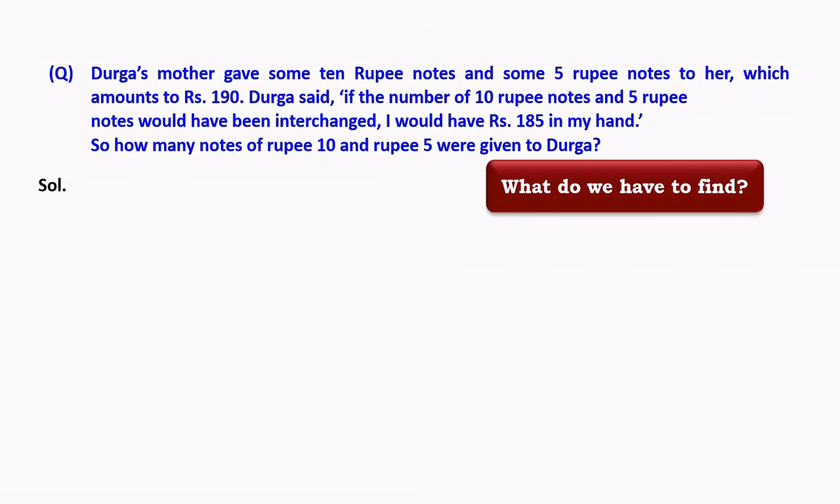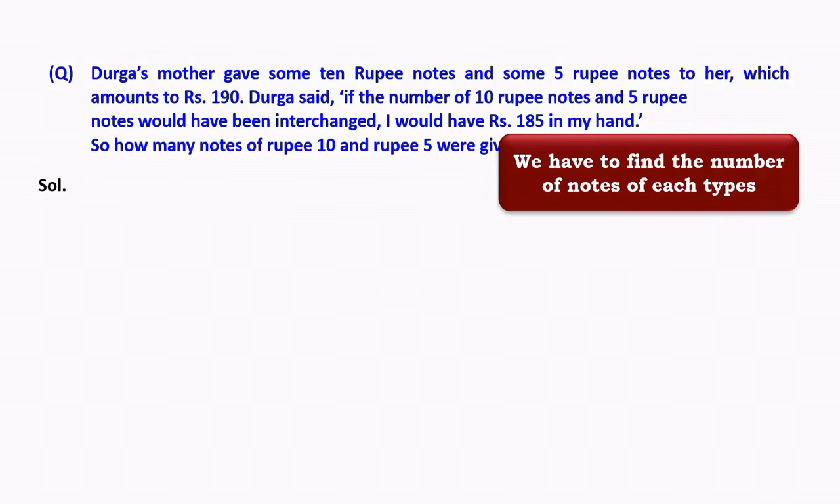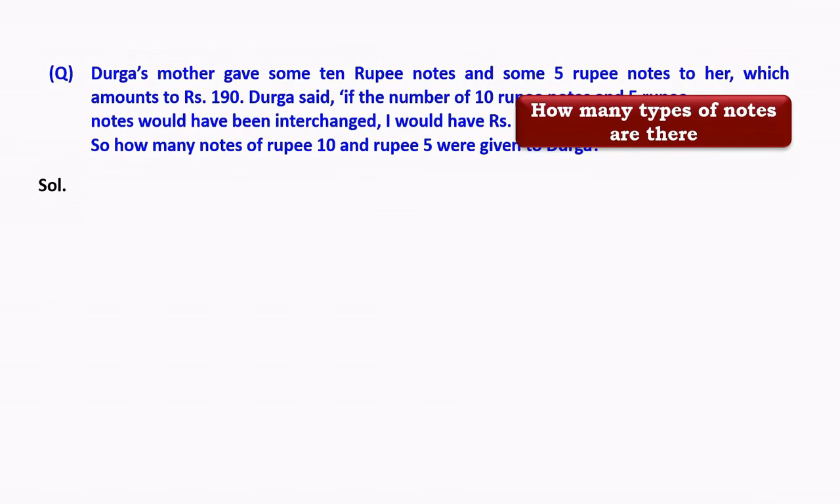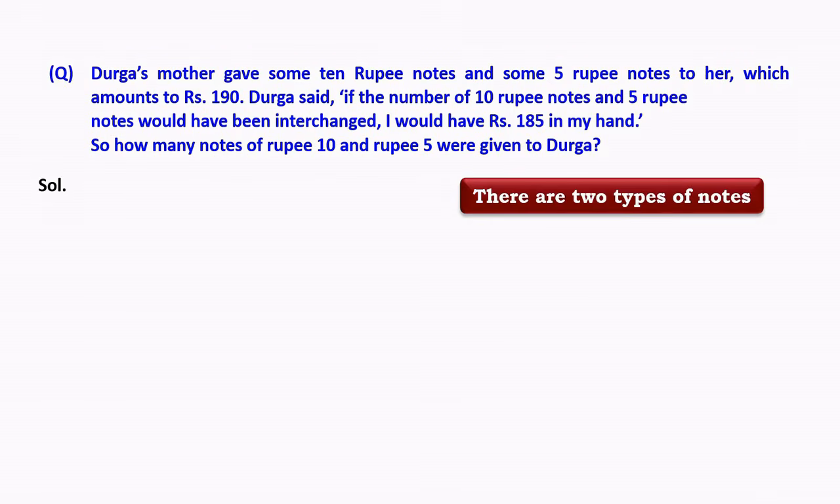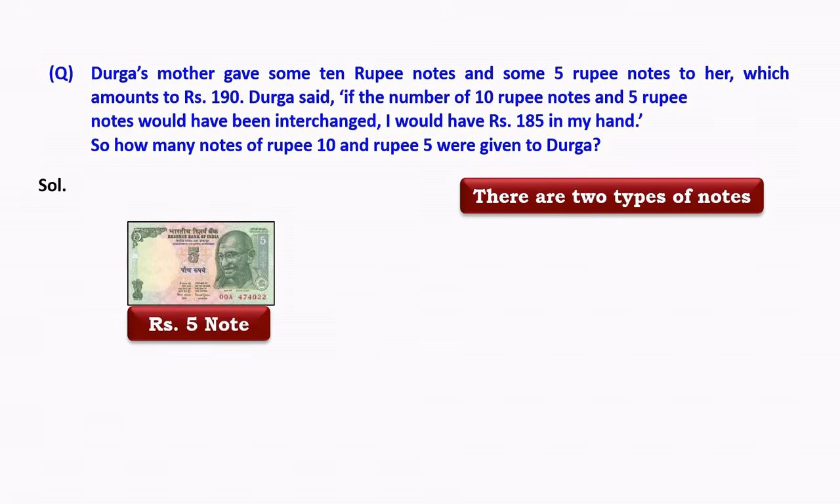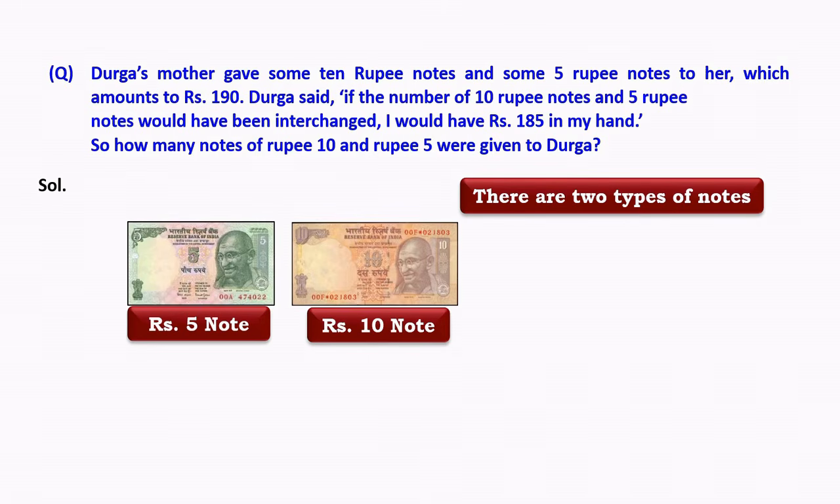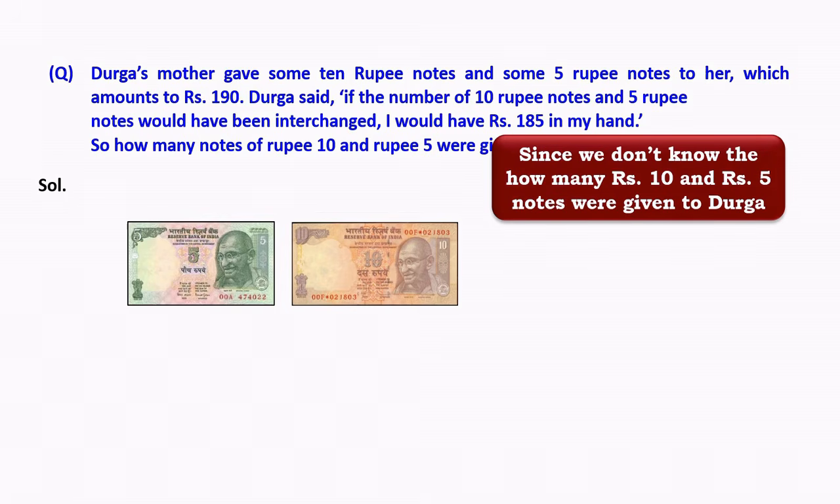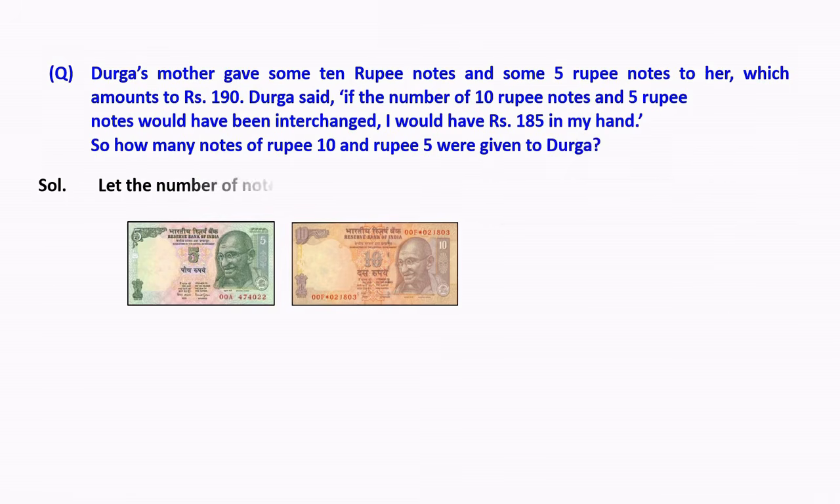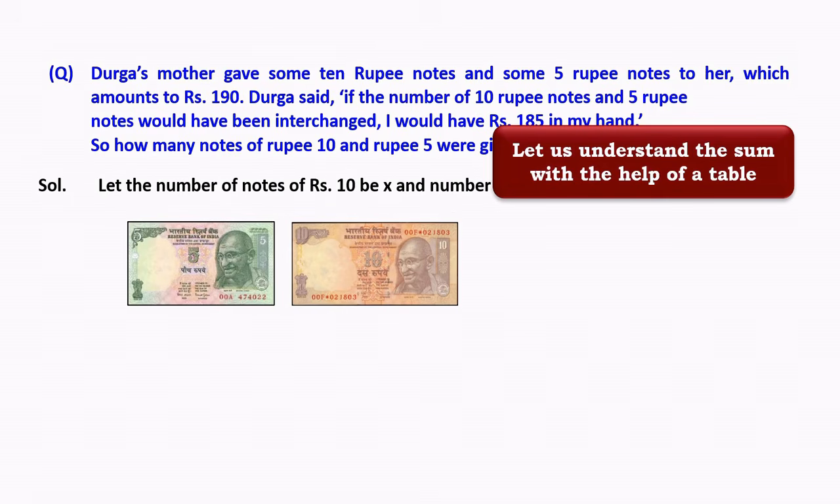What do we have to find? We have to find the number of notes of each type. How many types of notes are there? There are 2 types of notes: 5 rupee notes and 10 rupee notes. Since we do not know how many 10 rupee notes and 5 rupee notes were given to Durga, let us assume. Let the number of 10 rupee notes be x and the number of 5 rupee notes be y. Let us understand the sum with the help of a table.